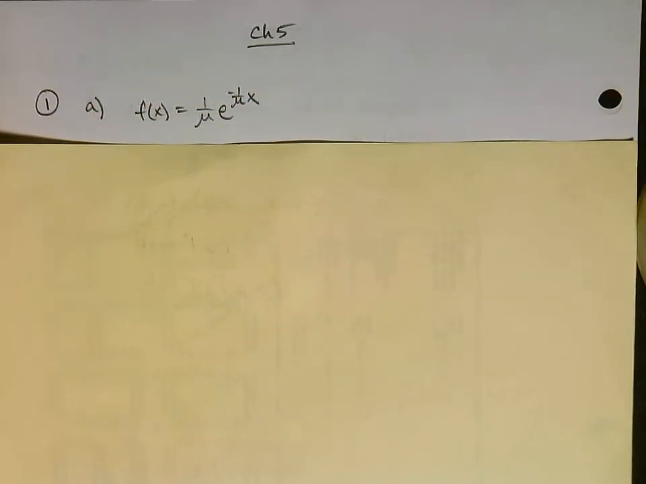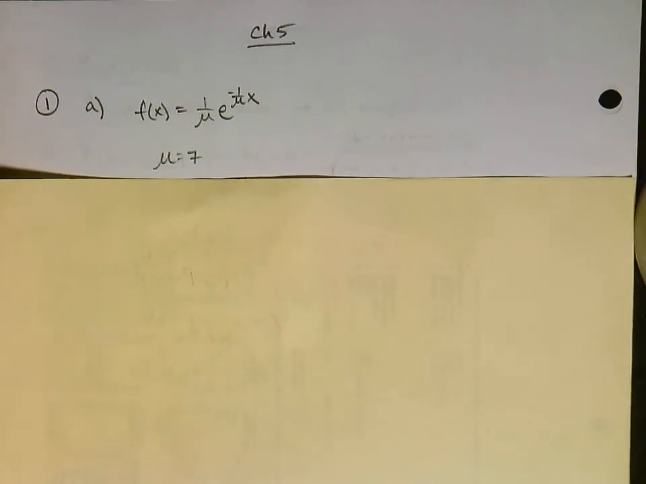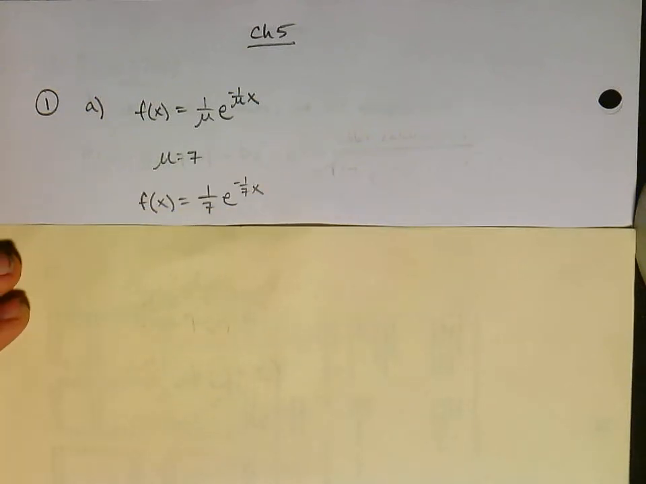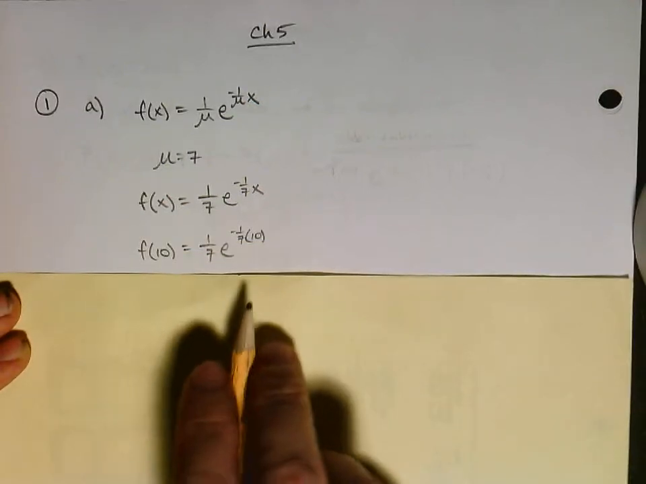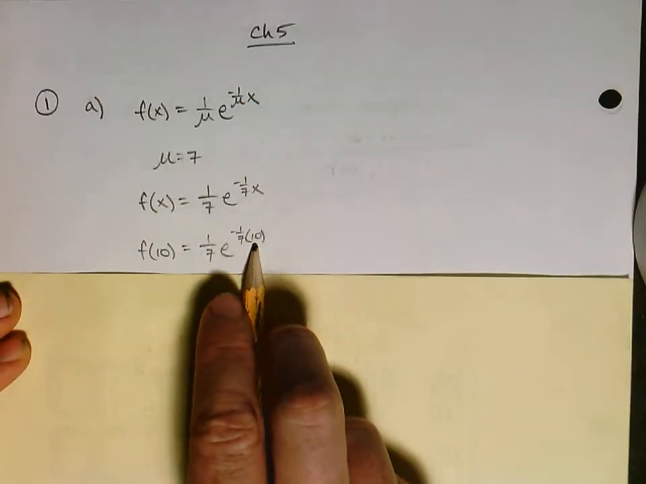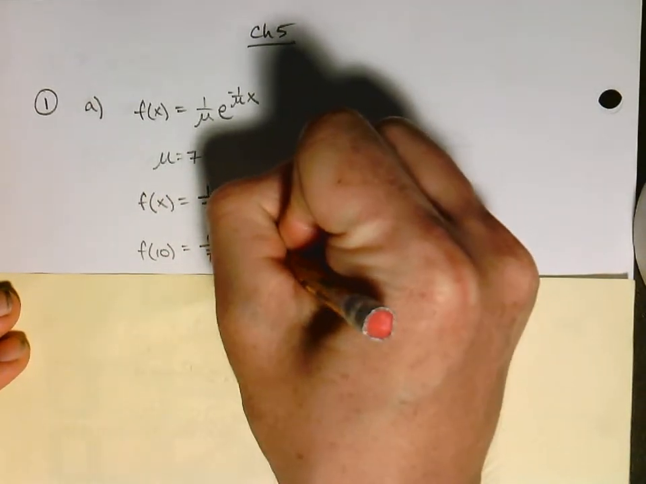Okay, so there I've just repeated the formula. That's kind of nice. They tell us in the problem that the average is 7, so mu equals 7. So we're just going to put that into our formula like so. f of x equals 1/7 e raised to the negative 1 over 7 times x. And now if they're asking for f of 10, then we put a 10 in there for the x.